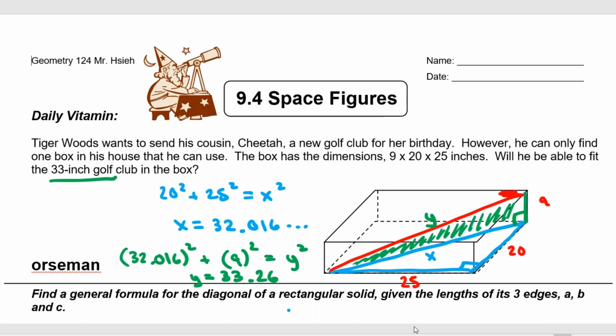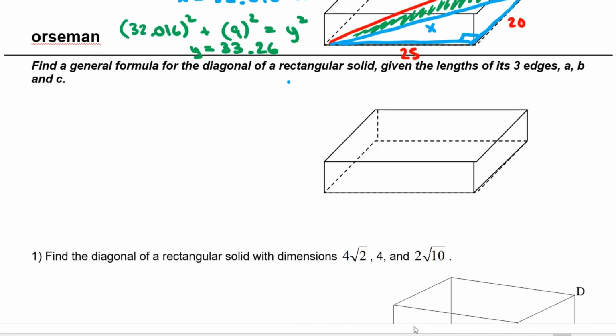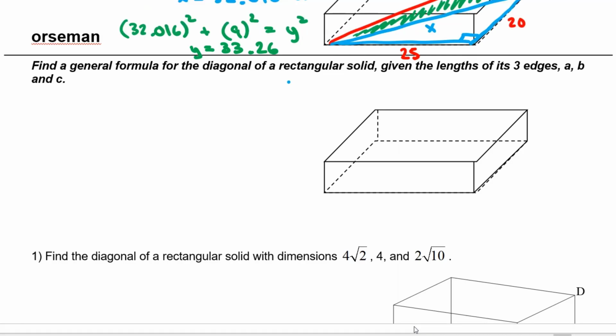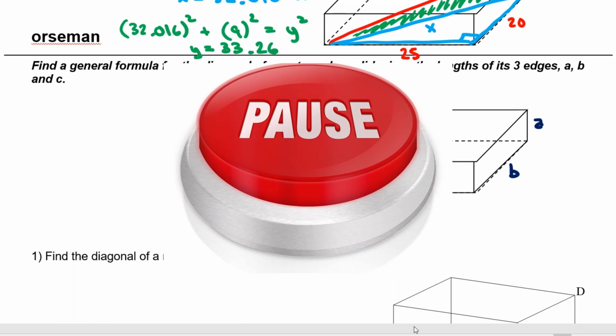Now, if I wanted to, I can develop a general formula for any rectangular solid or any rectangular box, if the side lengths are a, b, and c. I can go ahead and try to find that formula. So again, if you want, you can pause right here and try to see if you can figure out the formula.